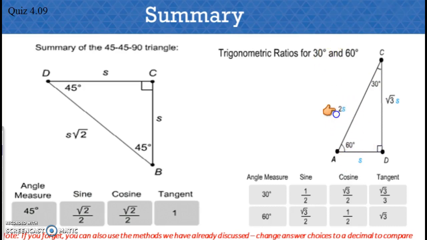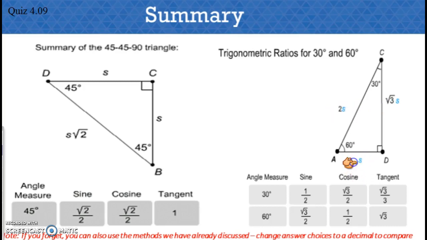If we look at our sides, we could call the side opposite this the shortest leg. The shortest leg is always opposite the lower angle. So this is the least angle, 30. So opposite the 30-degree angle is S. Opposite the 60-degree angle is the square root of 3 times S. And then the hypotenuse is 2 times S.